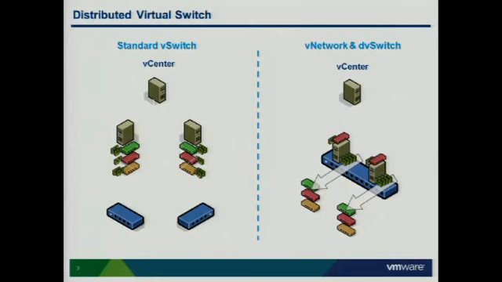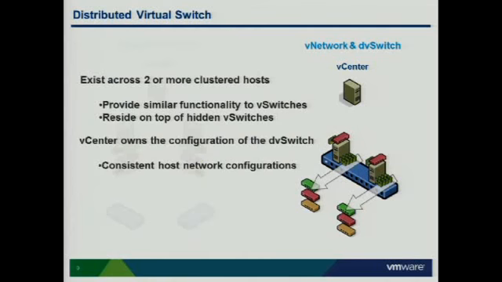And for our distributed virtual switch, we have a comparison. On one side, we have the standard vSwitch. In this model, you can see the vCenter and the ESX host with the vSwitches below them. And on the other side, we have the vNetwork distributed virtual switch. You can see that that is presented as one switch across the hosts. It exists across 2 or more clustered hosts. It provides similar functionality to vSwitches, and they reside on top of hidden vSwitches. vCenter owns the configuration of the DV switch, and we have consistent host network configurations.